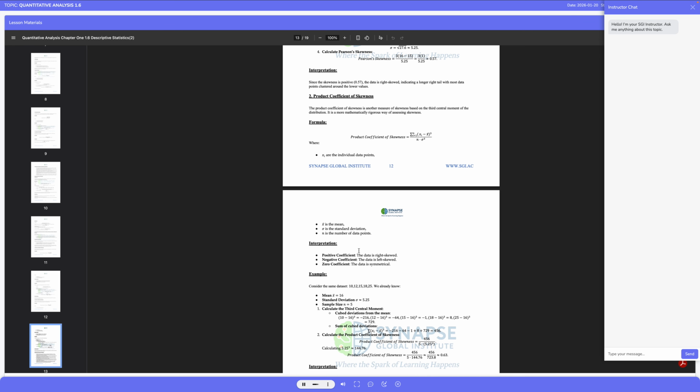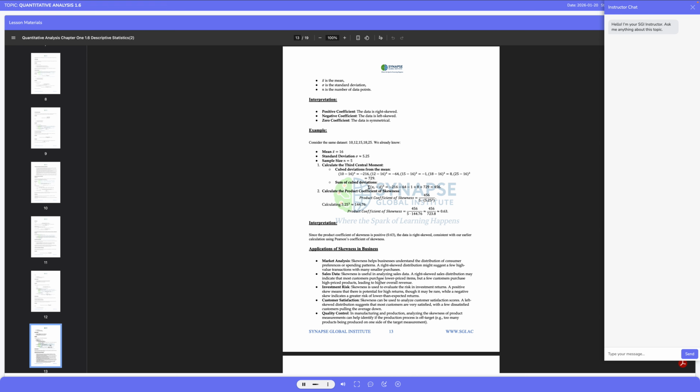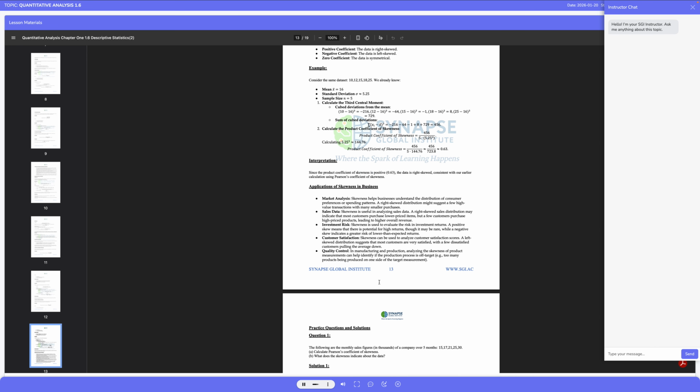The product coefficient of skewness is then calculated by dividing 456 by 5 multiplied by 5.25 cubed, which results in approximately 0.63. This positive value again confirms that the distribution is right skewed, consistent with the result obtained using Pearson's coefficient of skewness.